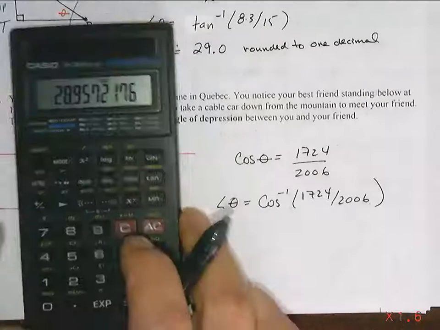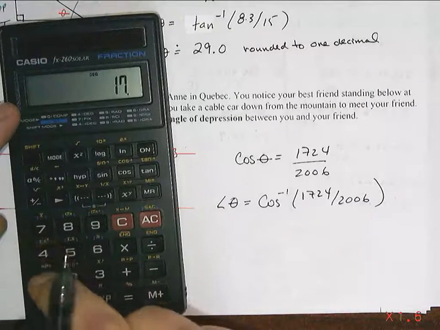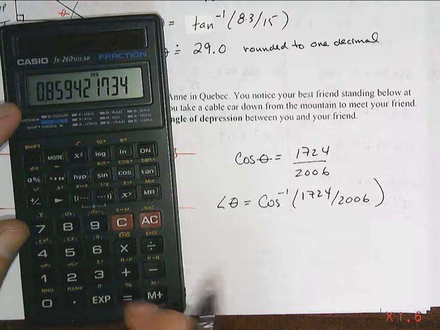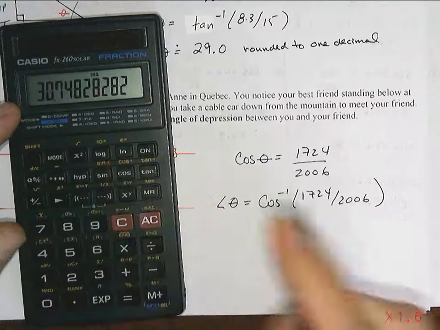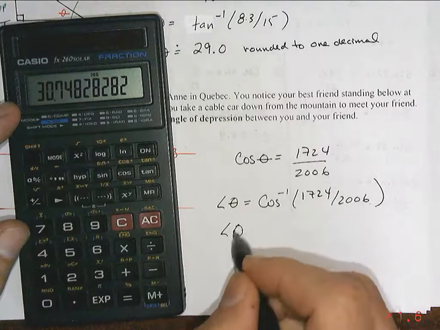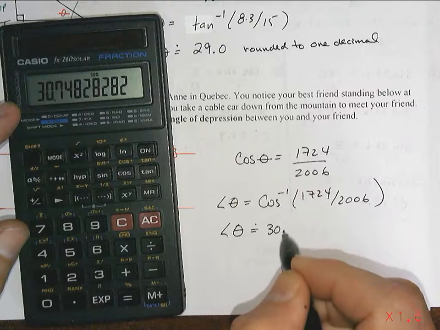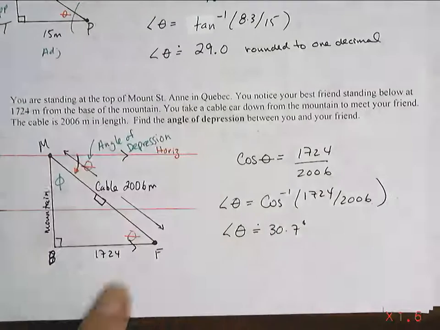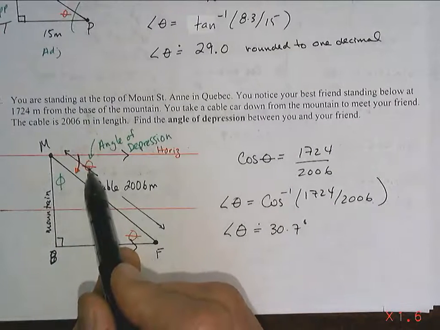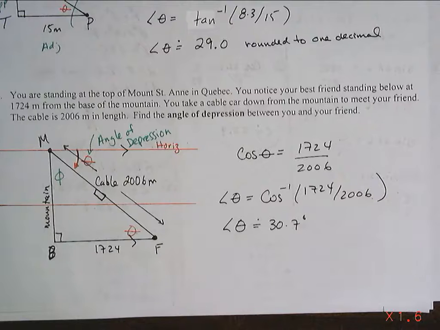And so that's going to be 1724 divided by 2006. And second function cosine, and I'm getting about 30.7. Which means that this angle here is 30.7, which means that my angle of depression is 30.7. And I'm going to stop there and I'll be back in a moment.